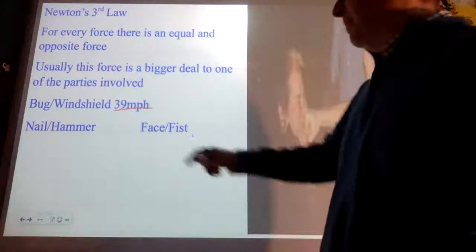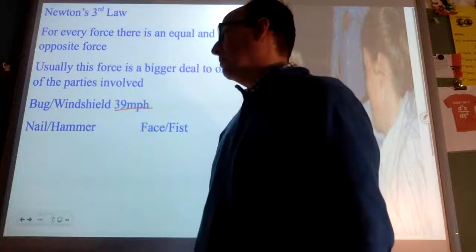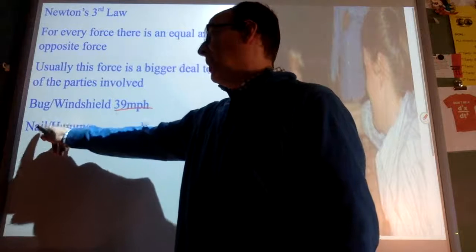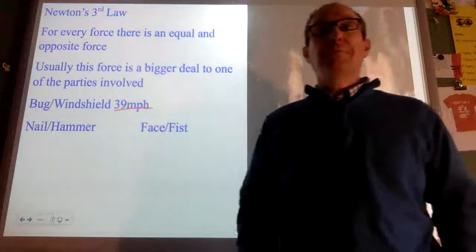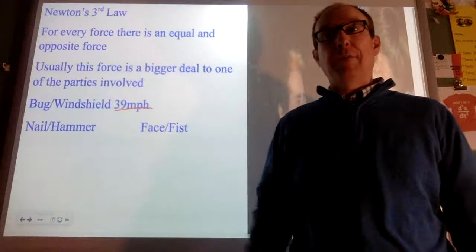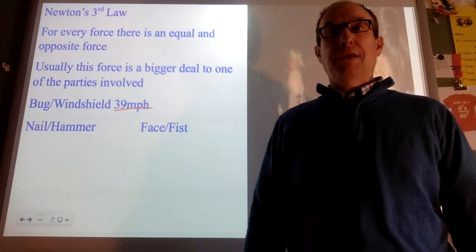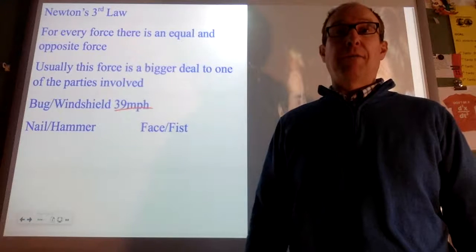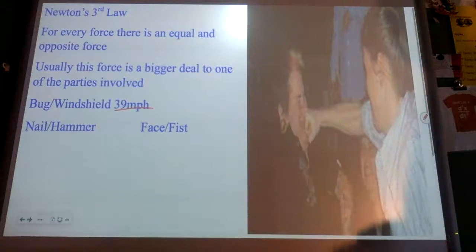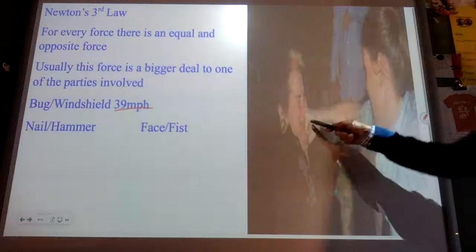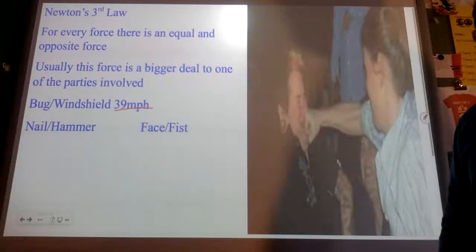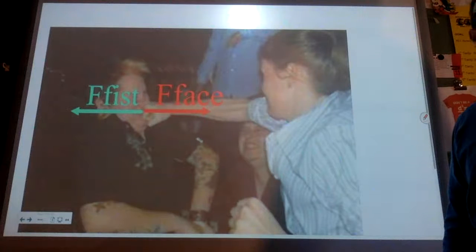So that's the difference. Same thing with the nail and the hammer. The hammer hits the nail just as hard as the nail hits the hammer, but it's a much bigger deal to the nail because it's so much less massive. If you think about the head of the hammer, that's why it has a lot of mass to it, and it causes a bigger effect on the nail. Or a face and a fist like this picture. So this fist is hitting the face just as hard as the face is hitting back on the fist. These are equal and opposite forces.